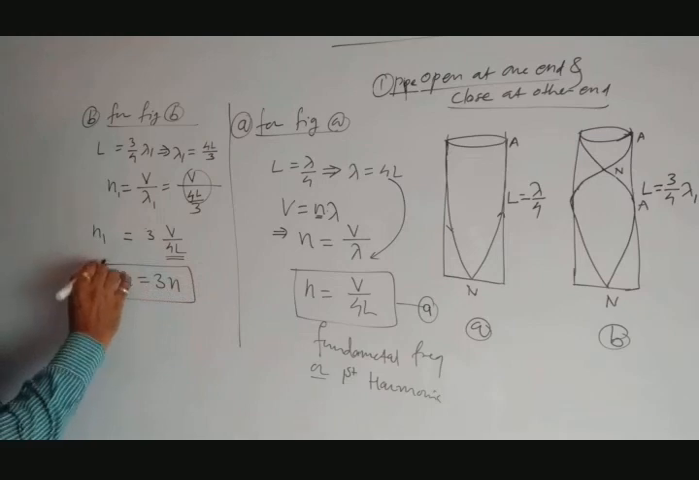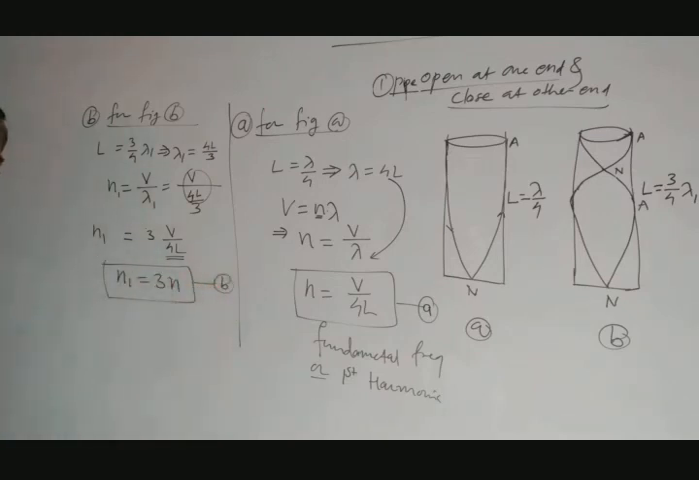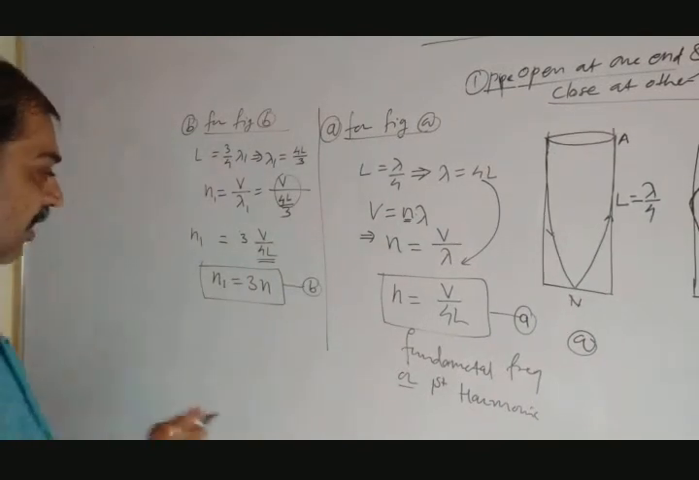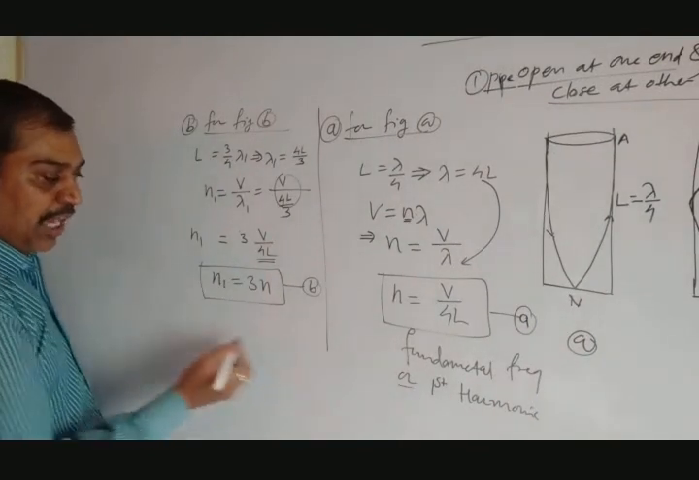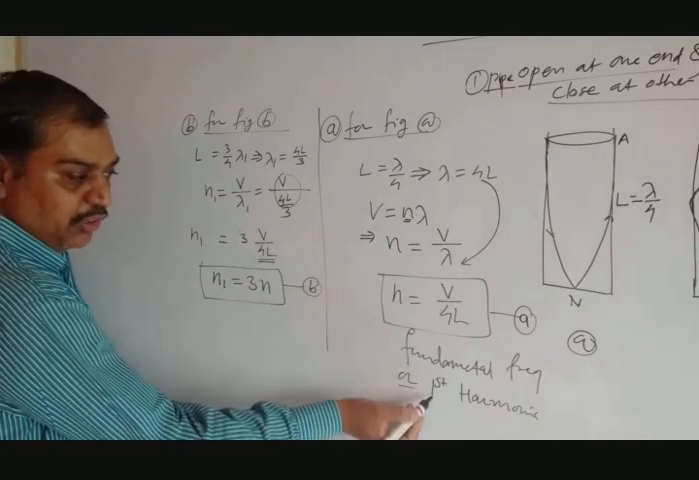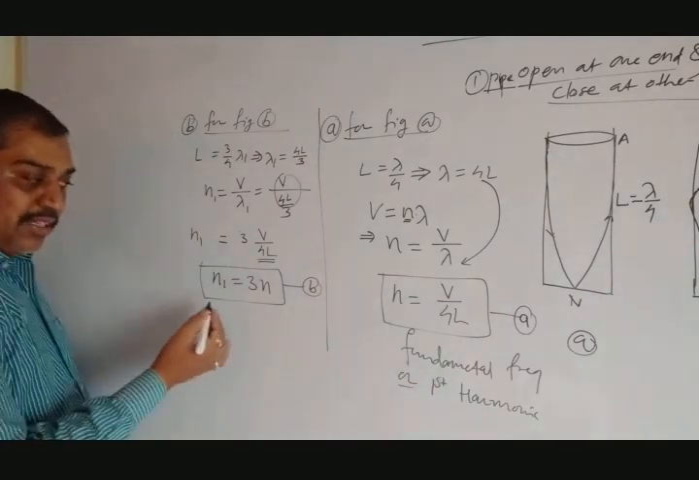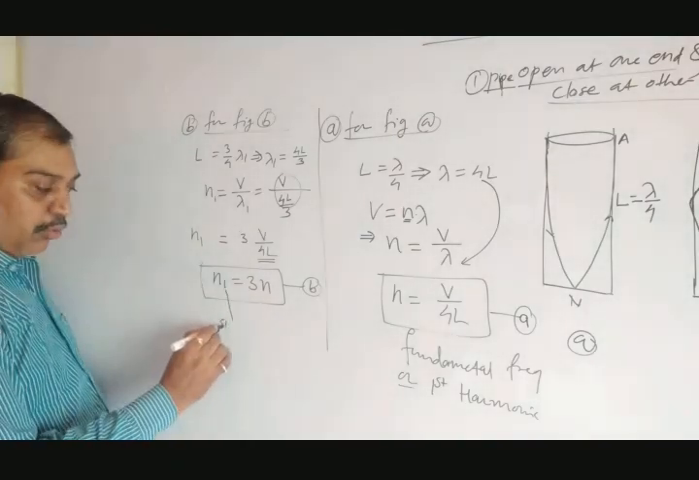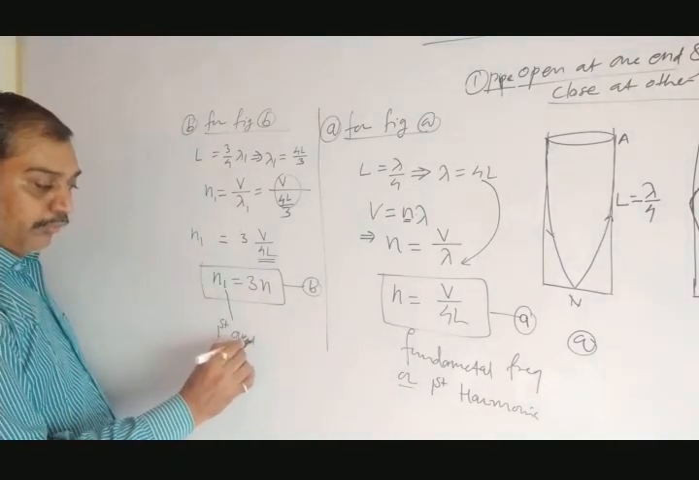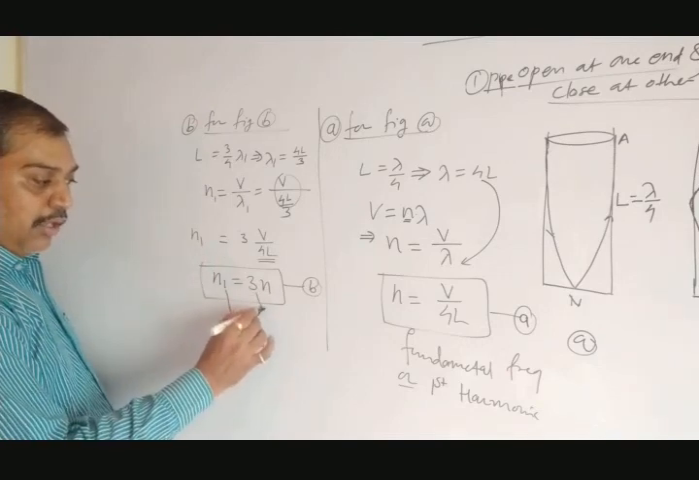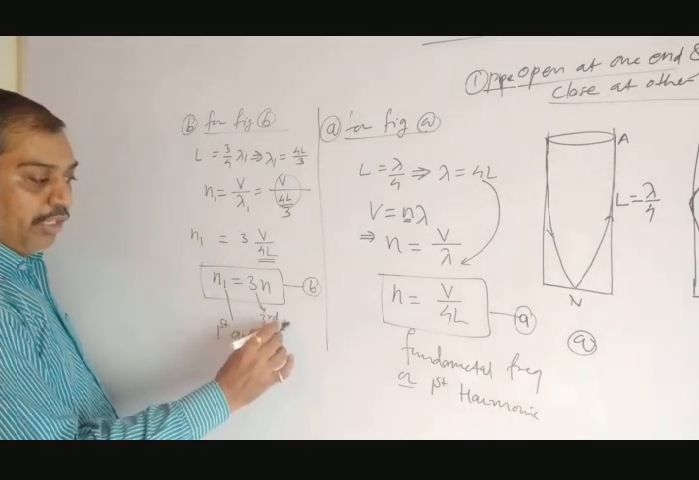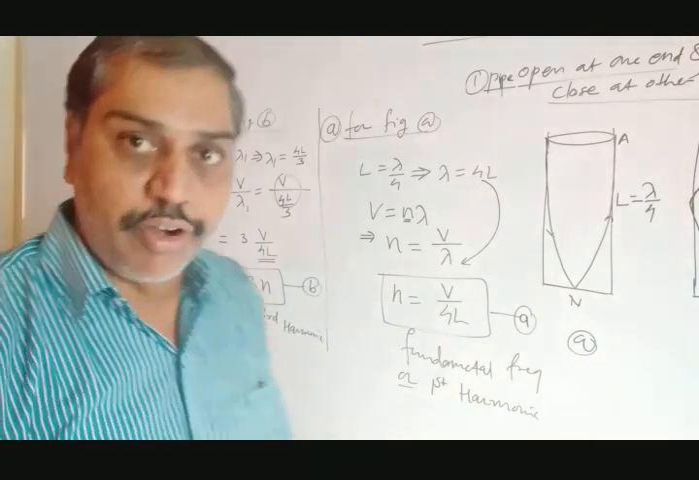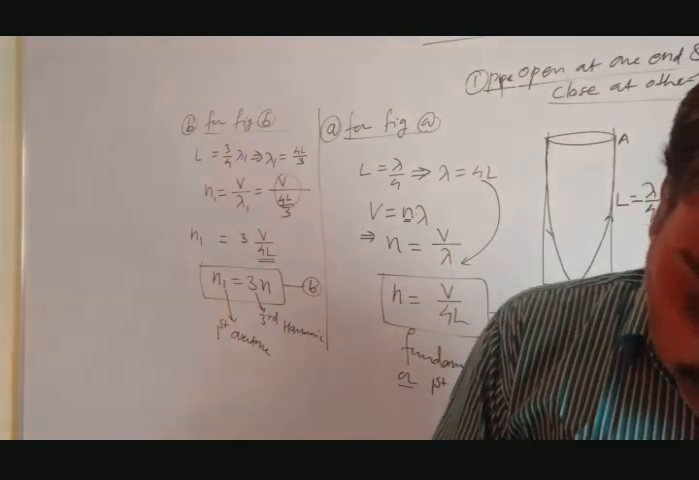So this is equation B for second figure B. What does it show? It is first harmonic, or fundamental frequency. This is said to be first overtone and third harmonic. Remember, it is said to be first overtone and third harmonic.